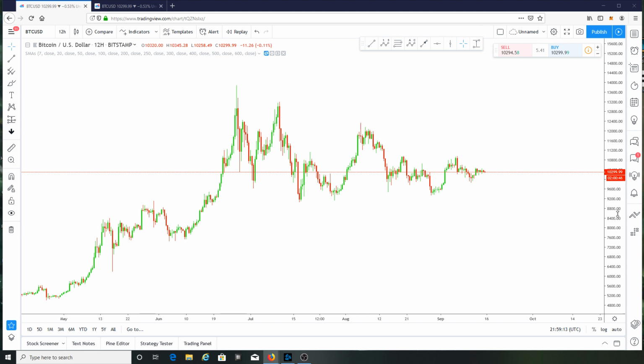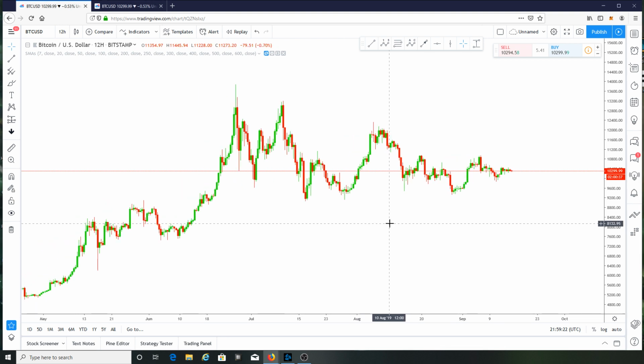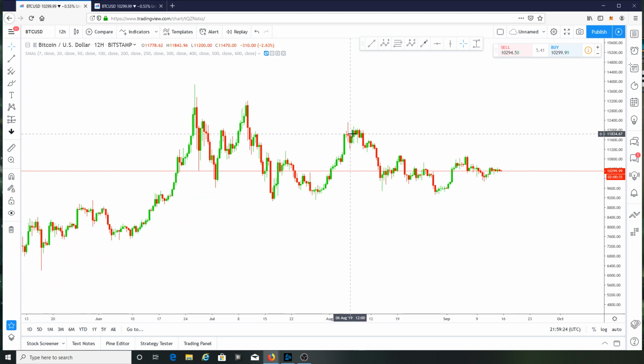Welcome back, guys. We're going to do a quick video on the introduction of the different types of candlesticks. Now, if you remember from our very first video, each one of these candles here are what we call candlesticks. So there's a couple different types up here.